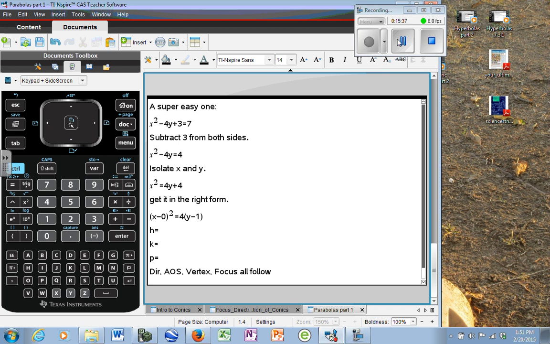And what do we get for h, k, p, and all the other stuff? h is 0, k is 1, 4 times p, so p is 1. Then you can get the directrix, axis of symmetry, vertex, and focus, and then you can draw those things. Check it on your TI-83 with your Conics section app, and off you go.